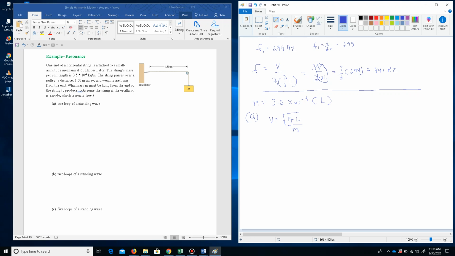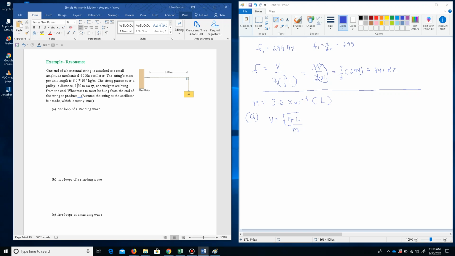So A, we'll start with the velocity, square root of the tension times length over the mass. The tension, if we think about this weight, let me draw up top here. We have mass pulling down, we'll have tension pulling up. And so that tension is going to be equal to the mass of the weight times gravity. Mass of the weight, and I'll put S for the string, mass of the string, times g, times L over mass of the string, and then take the square root.